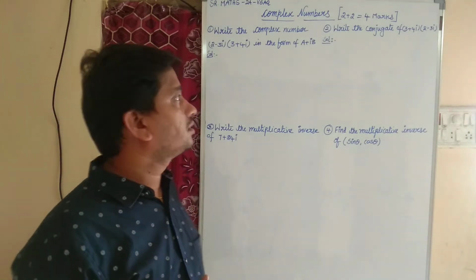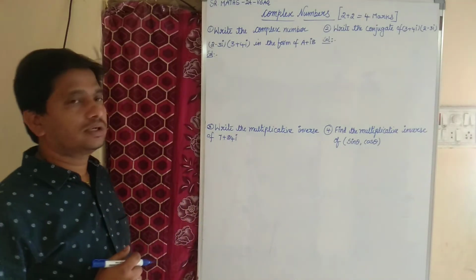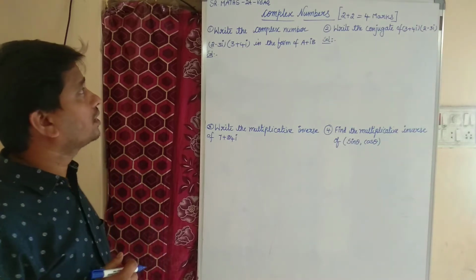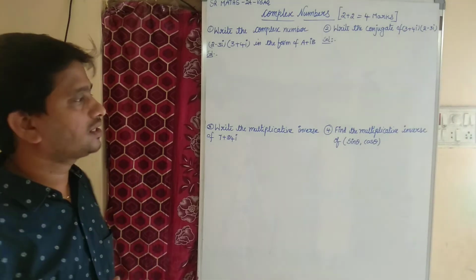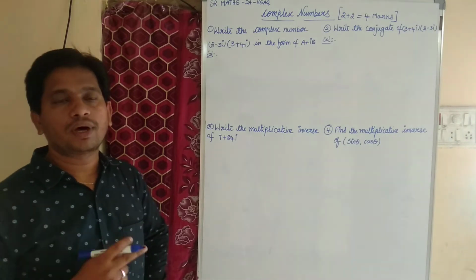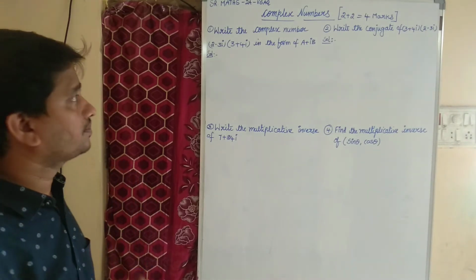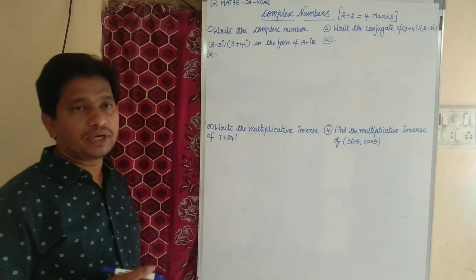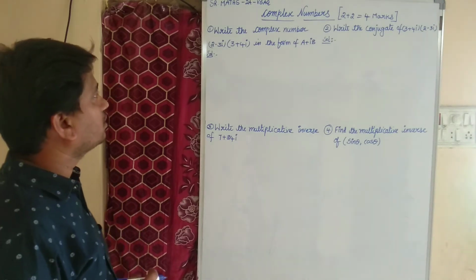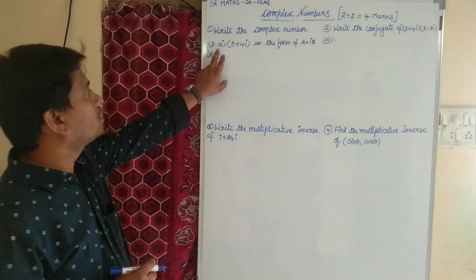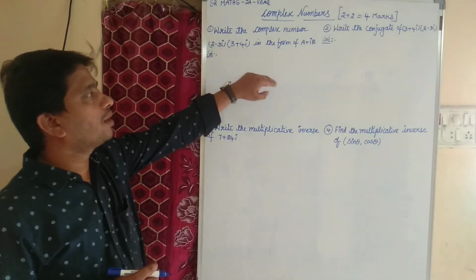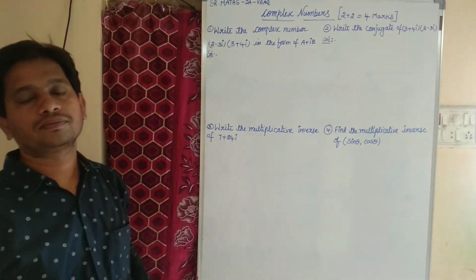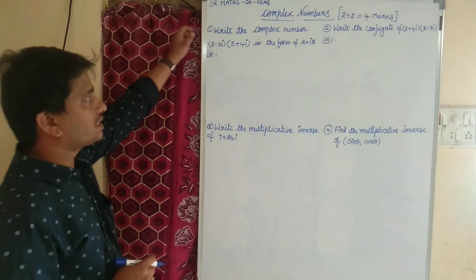And today's session, let us discuss Senior Maths 2A very short answer questions, that is complex numbers. As this chapter carries two 2-mark questions, totally 4 marks. Coming to question number 1, write the complex number (2 minus 3i) into (3 plus 4i) in the form of a plus ib.